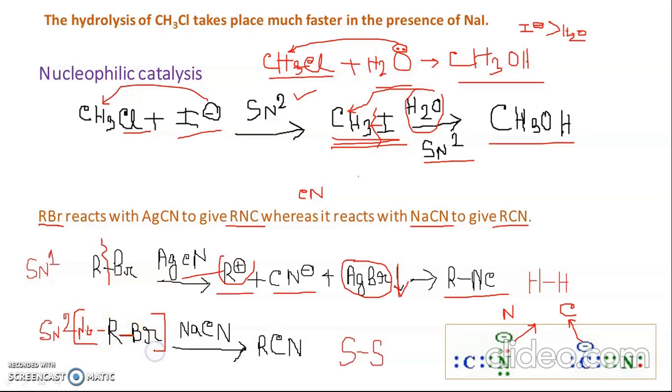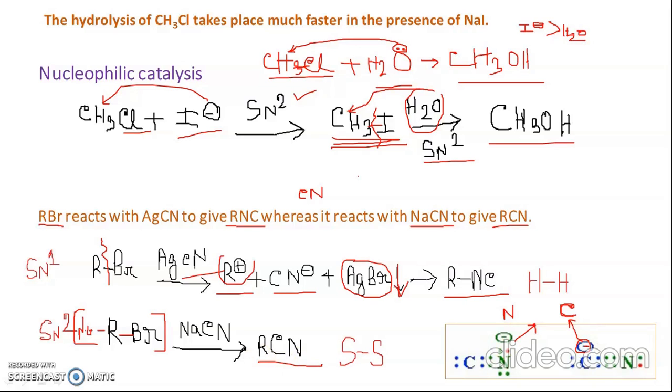So now there is no R plus, so there is direct attack on R. Br is already attached with R. Now the attack of the nucleophile will take place through the carbon, that is C minus. So that is why finally what are we getting? We are getting RCN, that is alkyl cyanide.